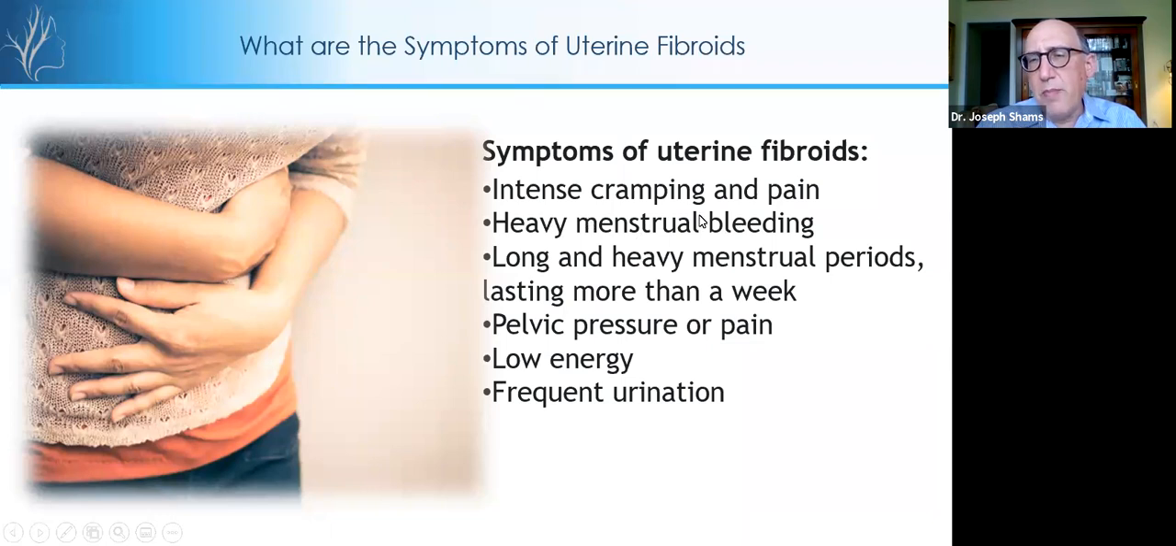You may get intense pelvic cramping. You may also get pelvic pressure or pain, particularly if the fibroids are pushing on other organs in that location. The uterus is very close to the bladder. It can push on the spine. It can push on the upper abdomen. So those areas can be affected by the fibroids. Since it can push on the bladder, you may develop frequency of urination, having to go to the bathroom frequently. You may get low energy and feel very tired. Sometimes you have severe back pain associated with menstruation.